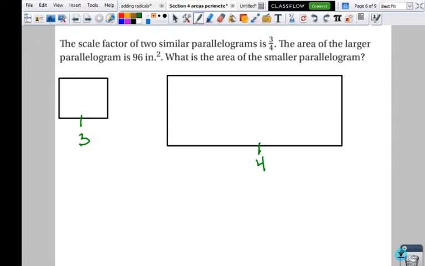Ryan, set up the proportion for us, please. 3 squared over 4 squared equals x over 96.